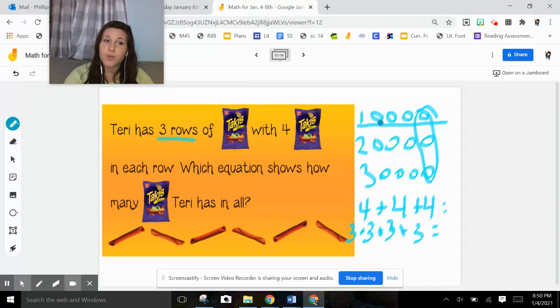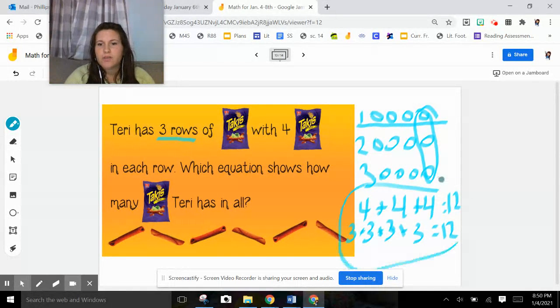to count them real quick. And that's what you can do too if you don't know what the answer is. 1, 2, 3, 4, 5, 6, 7, 8, 9, 10, 11, 12. Gives you the answer of 12. And there's your 2 equations right there.